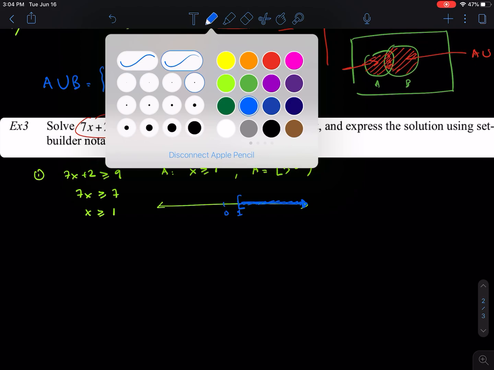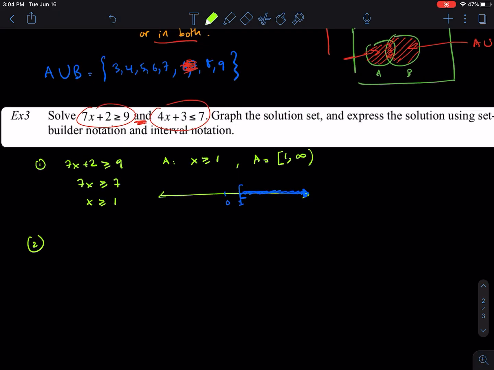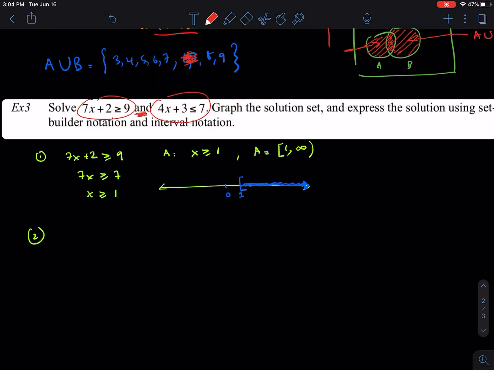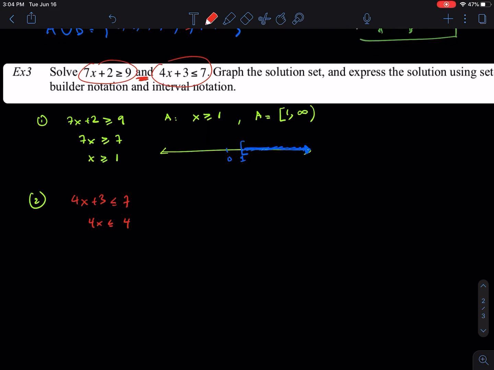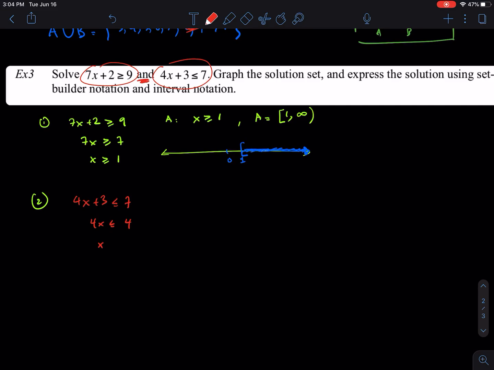Okay, so now moving on to set B, I'm going to go ahead and simplify this here. Set B is 4x less than or equal to 7, so 4x less than or equal to 4, and then divide by 4, so that means x is less than or equal to 1. So let our set B be all the numbers less than or equal to 1, and that means B is equal to negative infinity up to 1.